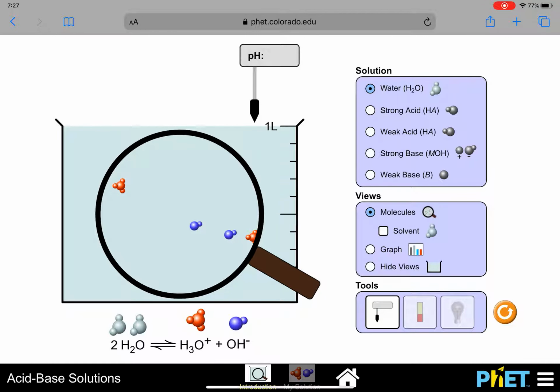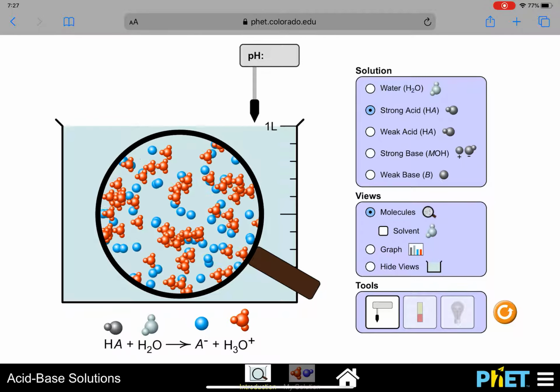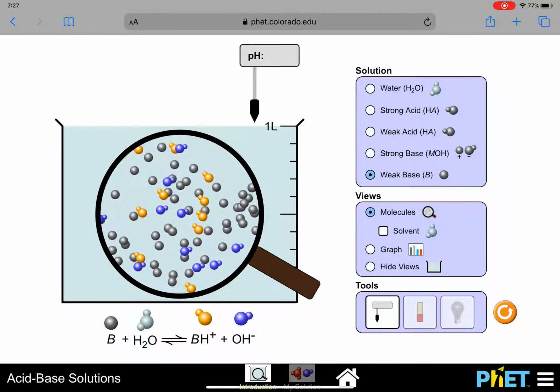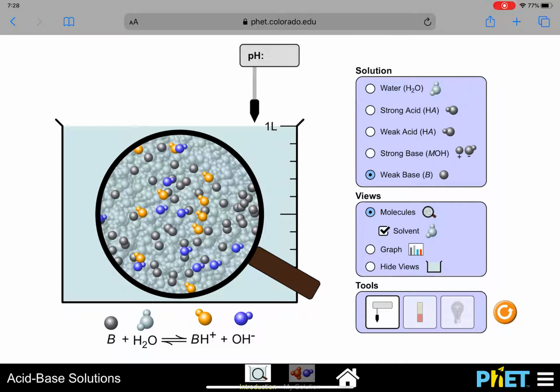Looking at this real quick, on the right side we have different solutions, and we have a molecular view on the left-hand side showing what the elements look like. So here's water. You can look at strong acids, strong bases, and weak bases. As you move through the different solutions, pay attention to what is changing, as well as the chemical formula or chemical equation you see at the bottom of the molecular view. Speaking of views, we can look at it in terms of molecules as well as with the solvent, which in this case is water.